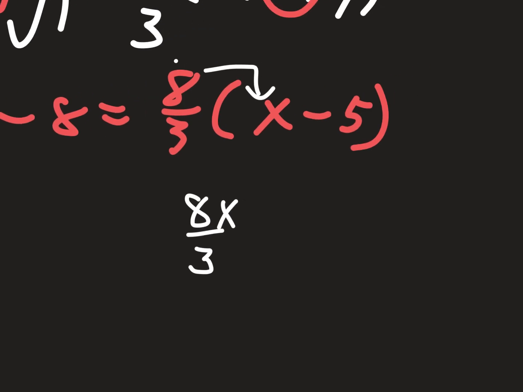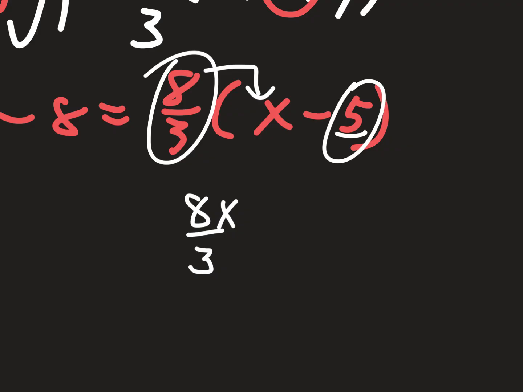And then how do I do 8/3 times 5? Well, you make 5 into 5 over 1, and you go off to the side and you go 8/3 times 5 over 1. Oh, that's not that hard. It's 40 over 3.